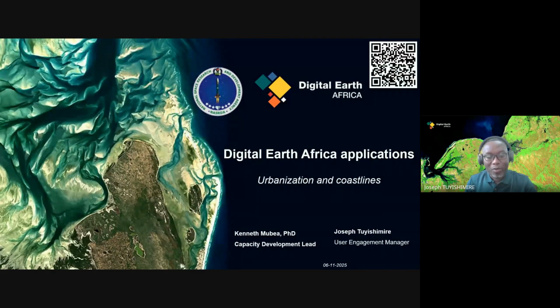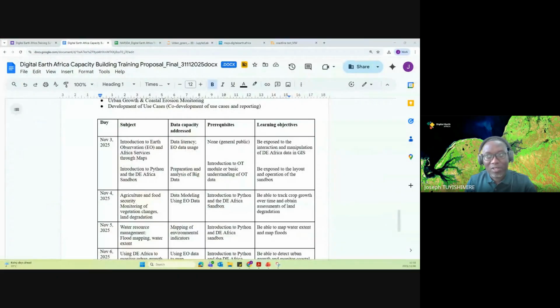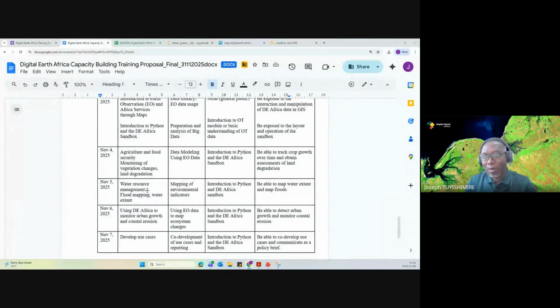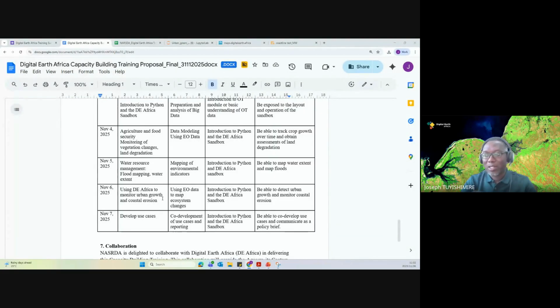Now we are continuing with our training series that was organized in collaboration with the Nigerian Space Research and Development Agency. Today it's our fourth session, where we focus mostly on the monitoring of urban expansion and coastal erosion. And tomorrow we'll be concluding with the development of an edge case.